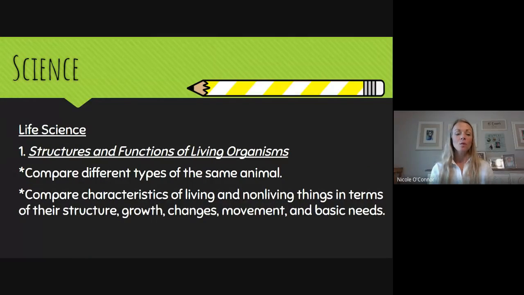Life science, which covers structures and functions of living organisms. So they'll compare different types of animals. And this is a great part where we can pull in a writing piece and they're composing a kind of a research project at a kindergarten level. And then they can also compare characteristics of living and non-living things in terms of their structure, growth, changes, movement, and basic needs.